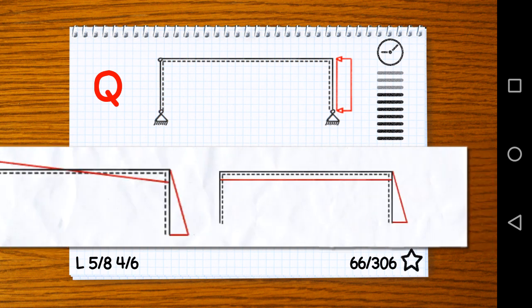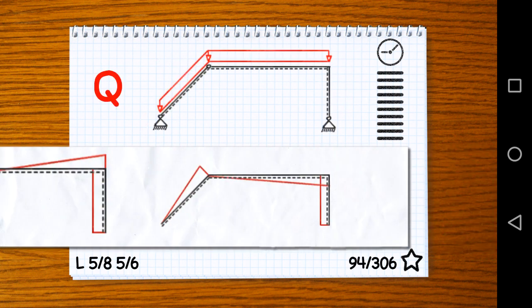Okay, so we have it already. Here's the right answer. The correct answer on the right. On the left there we have a rod, an element with two hinges, no loading perpendicular to its axis. So that's why. Here's the answer.